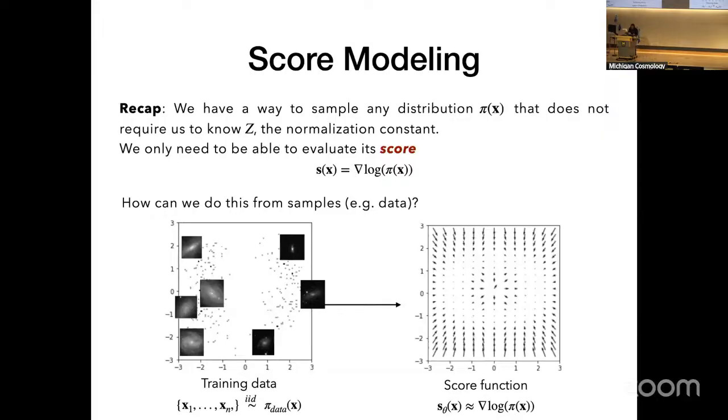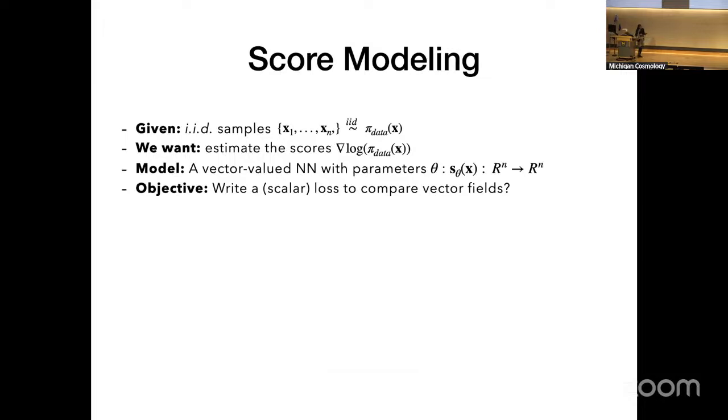Okay? So what do we have? We have some IID samples of our data generating process. What we want is to estimate the score with some neural network. It's going to be a vector-valued neural network that represents the score. It's a function from R^n to R^n that we want to learn.